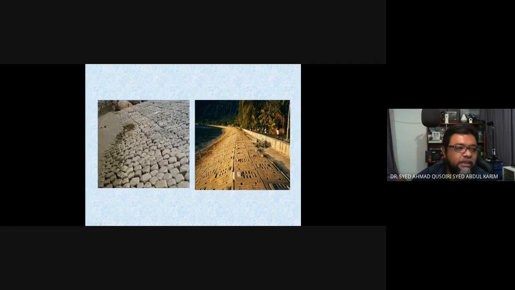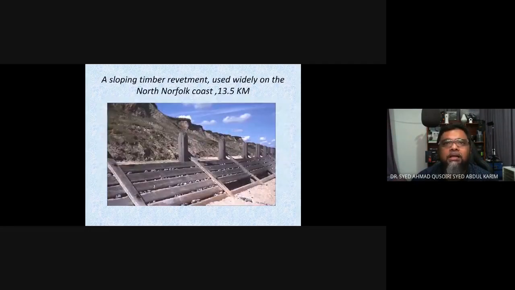Yang ini lebih biasa kita nampak lah kat Malaysia. Kan? Malaysia jarang lah orang nak buat seawall apa semua tu kan. Sebab ombak yang berlaku kat Malaysia ni tak adalah sekuat di negara-negara yang basically menghadap Laut Atlantik lah. Okay? The North Sea. Yang ini biasa kita nampak kat Malaysia. Yang ini tak, ini memang tak pernah lah. Okay? Timber revetment. Buat daripada timber. Okay?